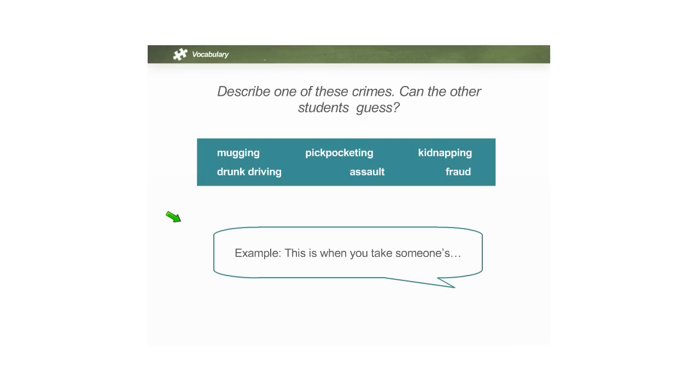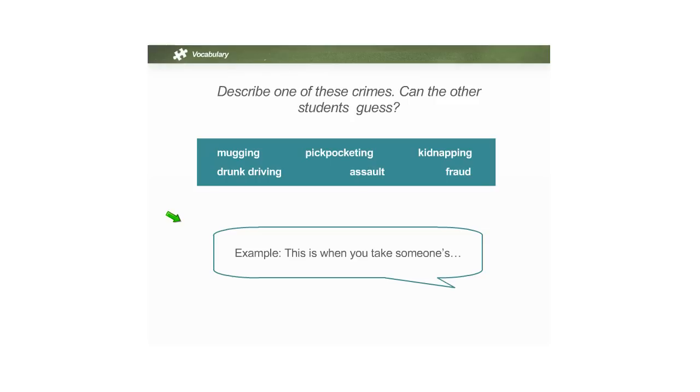Alright, let's look at the next task, which says, describe one of these crimes. Can other students guess? So describe the crime, describe what it is that they're actually doing when they're committing this crime. Who would like to begin with the first one? Mugging. Okay, so when you're describing, use this phrase to start: this is when you. Okay, so who can describe mugging for us using that phrase to start with? Okay, for example, let me get the definitions. Just let me know which words you need the definitions of, and I'll write this for you in the chat pod, okay? Saha? Okay, that is very good.